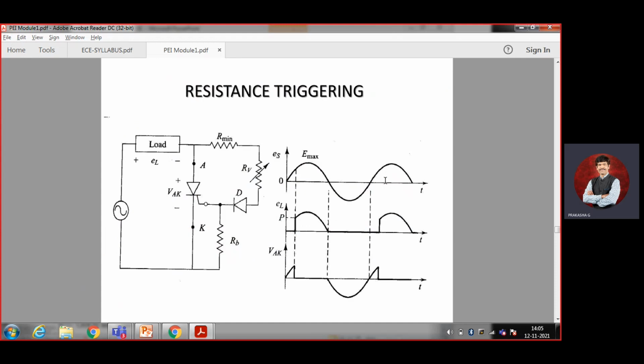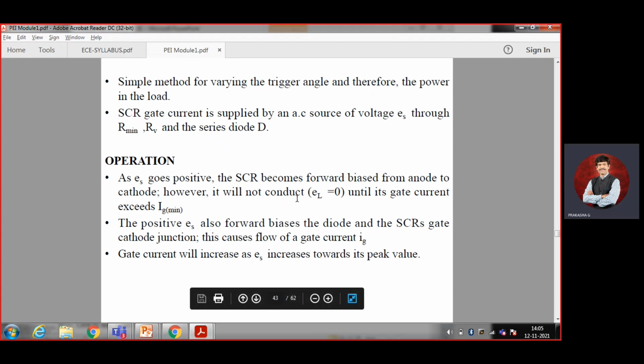See here, I have ES positive. It is passed through the load, but since there is no gate current, it will not conduct. Though it is forward biased, it will not conduct until I give the IG. That is why we are not getting any voltage across EL. Once the gate current is applied, only then do you get the voltage. It will not conduct and EL is 0 until the gate current exceeds IG minimum. A minimum current should be there first.